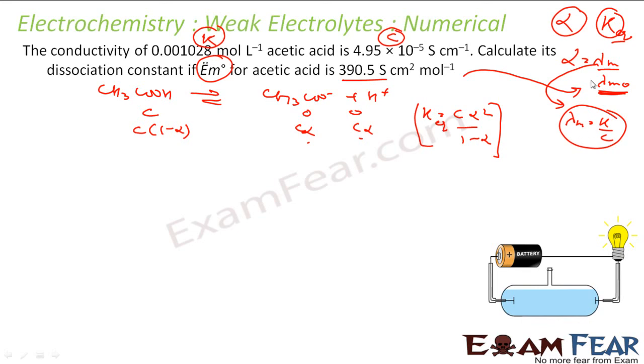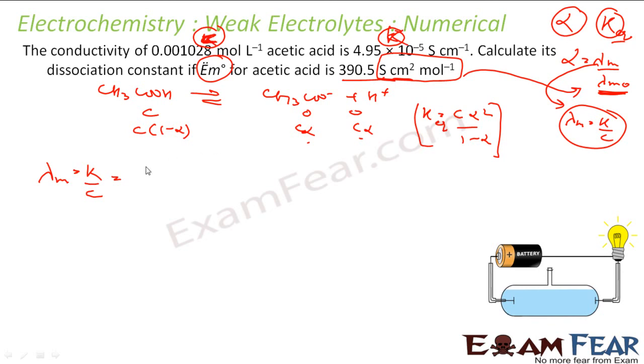So I need to find first what? As per my discussion, I have to first find lambda m. So lambda m is what? K by C. Lambda m naught is given in Siemens centimeter square per mole, so we'll try to find the lambda m also in this unit. So what is the value of K? K is given. Conductivity is given. This is my K and this is my C.